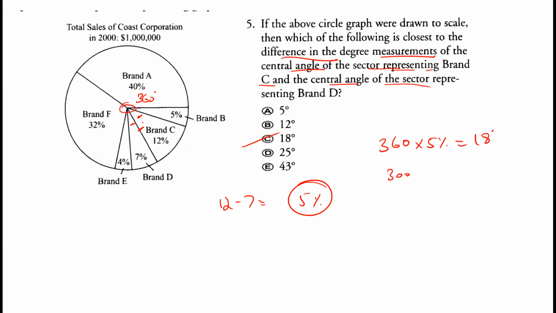So we need to find the difference. 12 minus 7 is 5%. Or we can calculate the angles individually: 12% of 360 and then 7% of 360, and subtract them. It is going to give you the same answer.